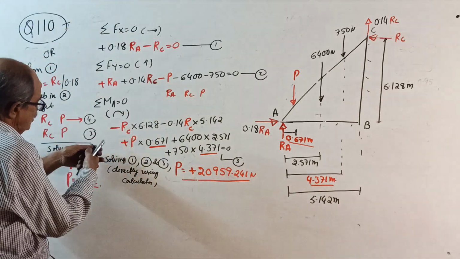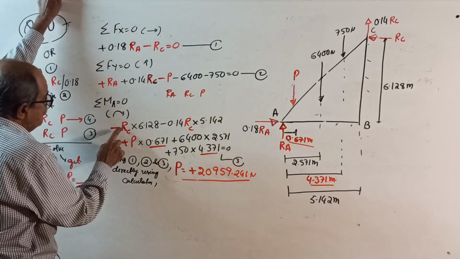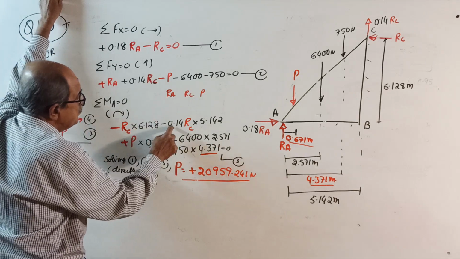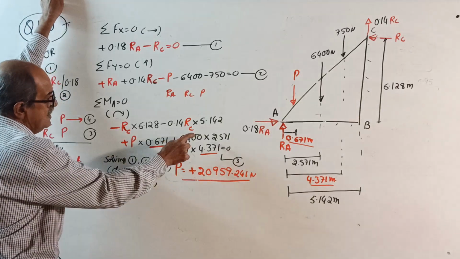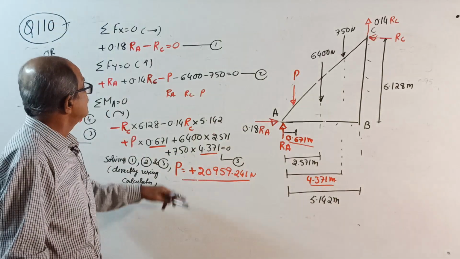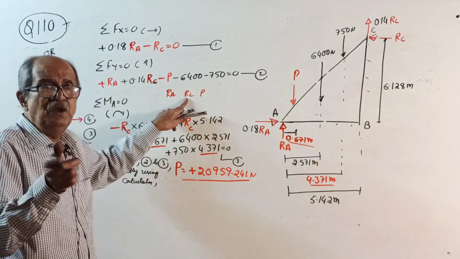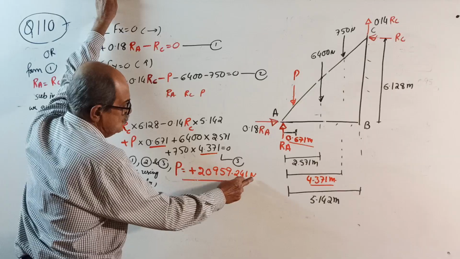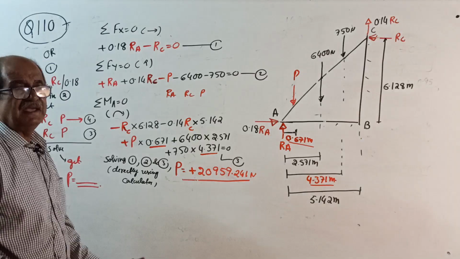RA is not there, so 0. RA 0, minus 0.6 RC, minus 6.128, minus 0.14 into 5.142 is the RC coefficient, P plus 0.671. These two, take that side with minus sign, and solve. Then X will be RA, Y will be RC. Go further. X and Y are not required. Continue. Your Z will be P: 20959.241 Newton.